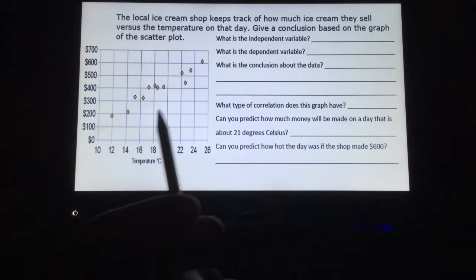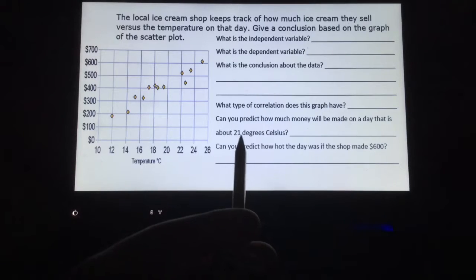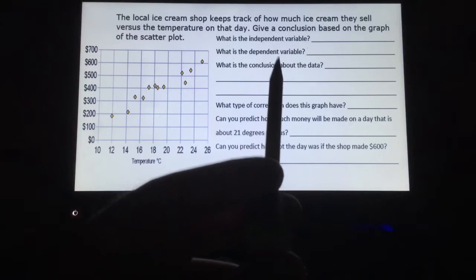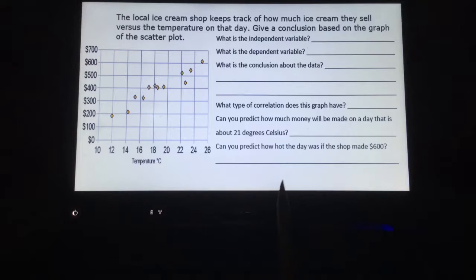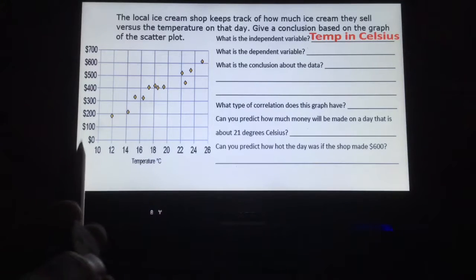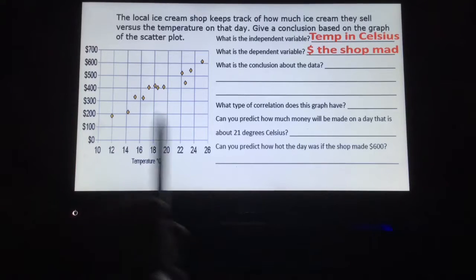All right, now what we're going to do in this part is we're going to look and see what the correlation is. We're going to talk about the independent and dependent variable. We're going to also predict some stuff about it. Okay, so what is the independent variable? Again, the independent variable is the x-axis. All right, so that would be the temperature in Celsius. The dependent variable is the y-axis, so that's over here, and you can see that that's the amount of money that the shop made. What is the conclusion? I want you guys to try to come up with the conclusion based on these data points. I'll give you a second to do that.